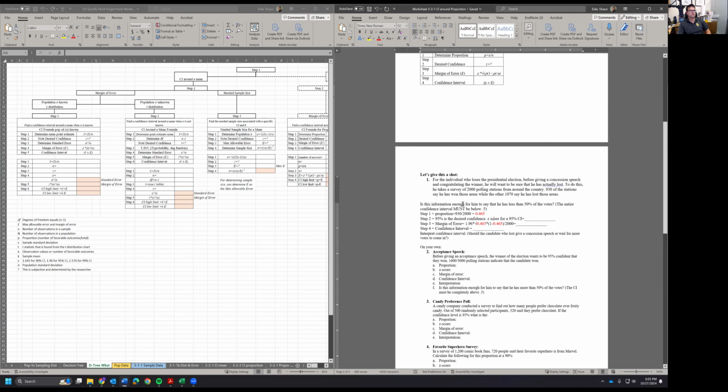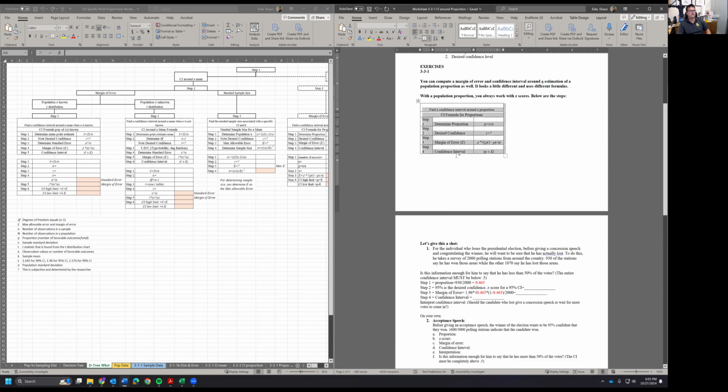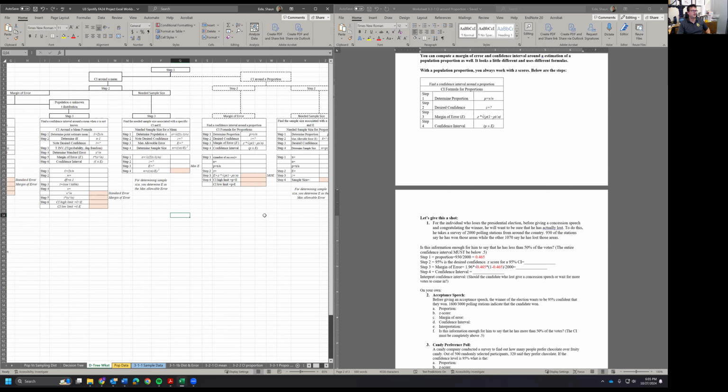First thing, we're going to look at this. We've got a four-step process: step one, step two, step three, step four. Step one, determine the proportion. There's a total of 2,000 polling stations, and 930 of them say that he won, and 1,070 of them say that he lost. So is there enough information to say that he has less than 50% of the votes? If I were to do 930 divided by 2,000, I can just come right in here.